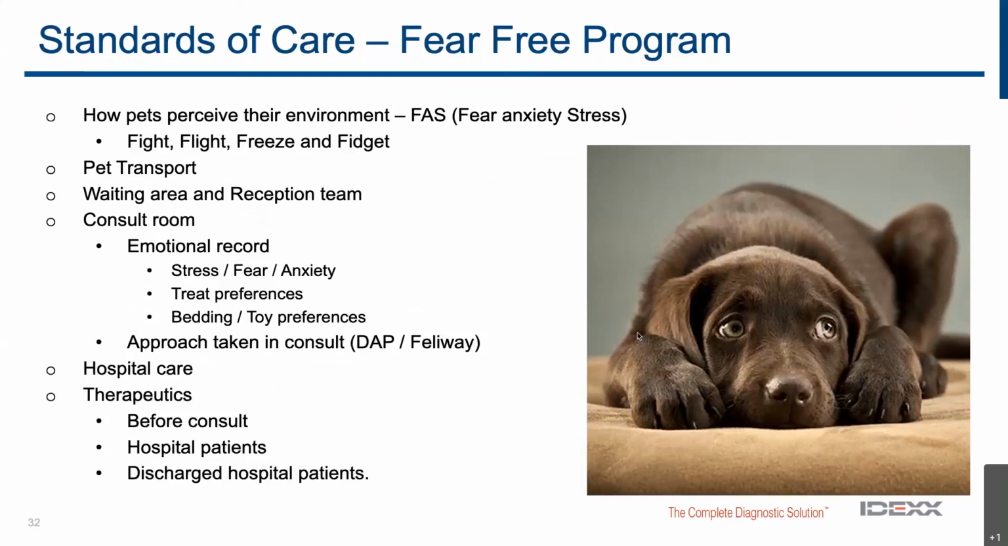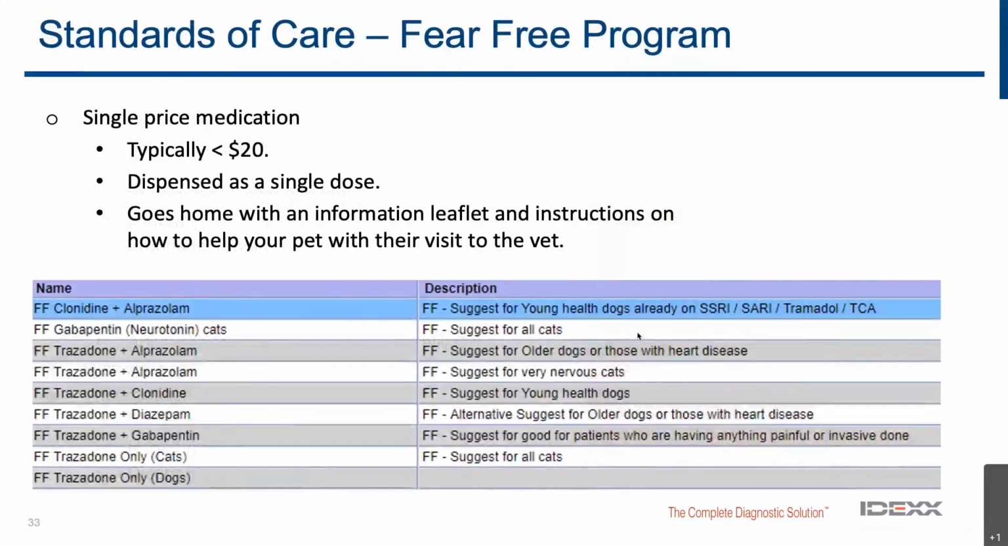Talking about pet transport, waiting rooms and reception areas, how can I change them around a little bit to make them less stressful? In the consult room, keeping an emotional record. Do I have an emotional record attached to my patient medical record? Am I using DAP and Feliway? What else am I looking at doing? For my hospital care, how do I make sure my patients that have to spend time in hospital are as comfortable as possible? And therapeutics. Do I need to look at medications to help reduce that level of anxiety before the consult, during the hospital stay, and when patients go home? And again, there are whole heaps of examples of this.